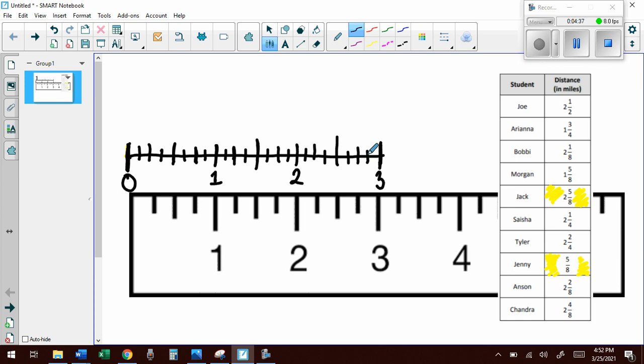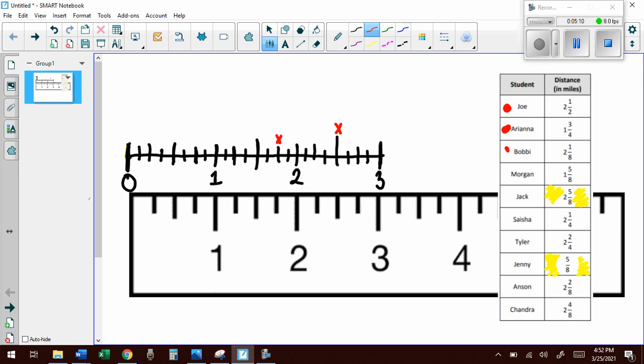All right. So now we can go ahead and start plotting. I'm going to plot with red. Here we have Joe at 2 1/2. Go ahead and put an X right there. We have Ariana with 1 3/4. So 1 and 1/4, 2/4, 3/4.